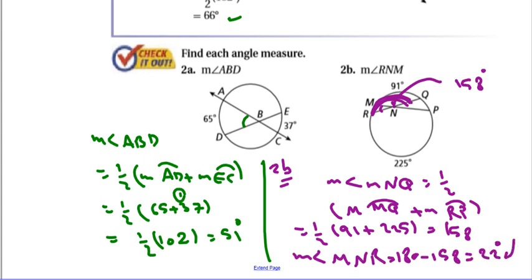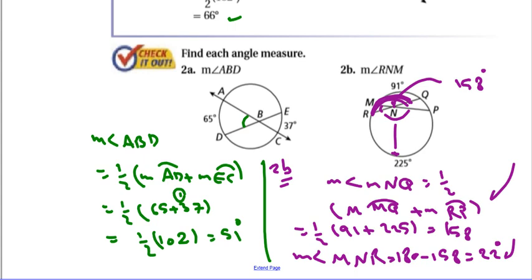22 degrees. There are many ways to find this angle. You can subtract 225 from 360, since this is the opposite angle to 225. So you can use any way to find this angle, but the easiest way is this method.